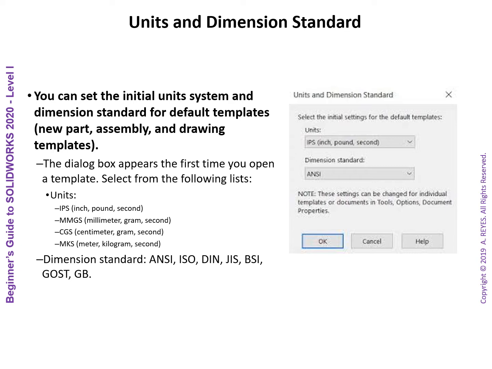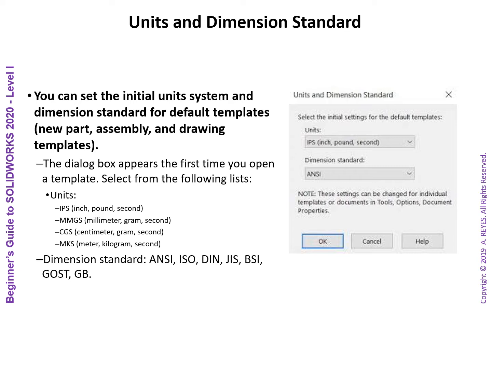Units and dimensions, so you can set the initial unit system and dimension standards for the default templates, so any new part, assembly, or drawing template. When you start, it'll give you a chance to either pick IPS or MMGS, so millimeter, gram, second. IPS is inch, pound, second, so it's going to be American standard. And we're going to have drawings in both. So we're going to do some drawings that are in inches and some that are in millimeters. So you'll get to do both.